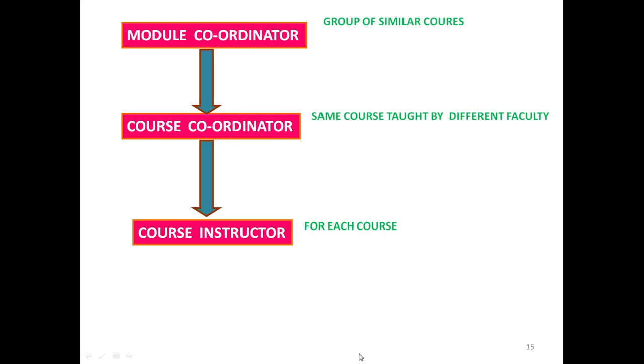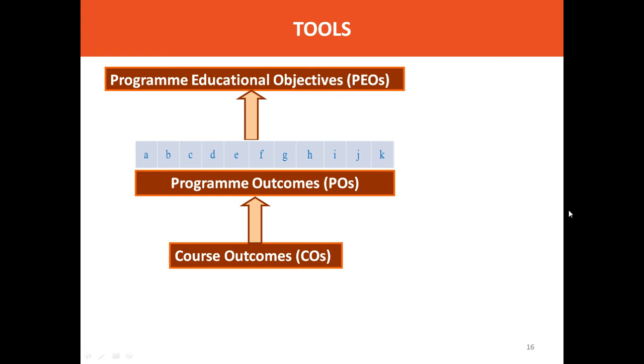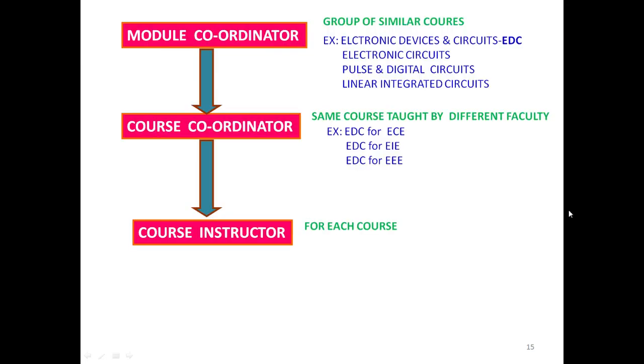Then who is a module coordinator, and who is a course coordinator? A module coordinator is a coordinator for a group of similar courses. For example, we have similar courses EDC, EC, PDC and LIC. All these courses come in one module, that is devices and circuits. So we need one module coordinator. If the same course title is taught by different faculty, then one senior faculty member among them is the course coordinator. And finally, at the bottom level, we have the course instructor.